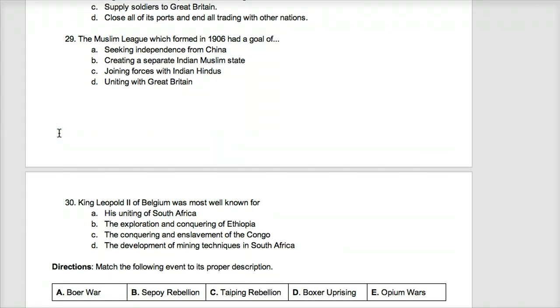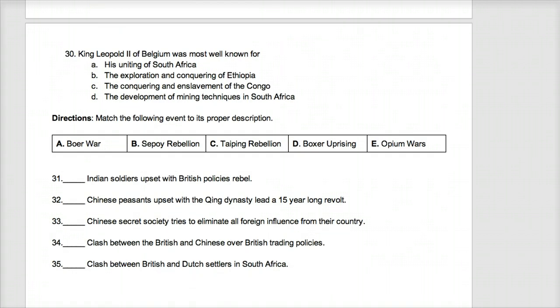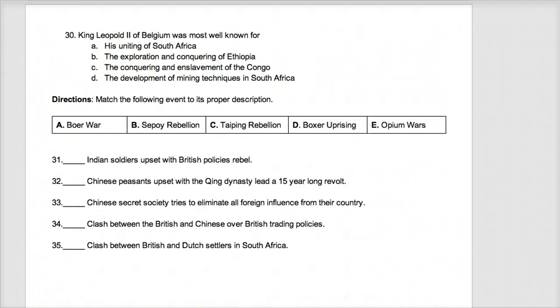Question 30. King Leopold II of Belgium was most well known for A. his uniting of South Africa, B. the exploration and conquering of Ethiopia, C. the conquering and enslavement of the Congo, or D. the development of mining techniques in South Africa.